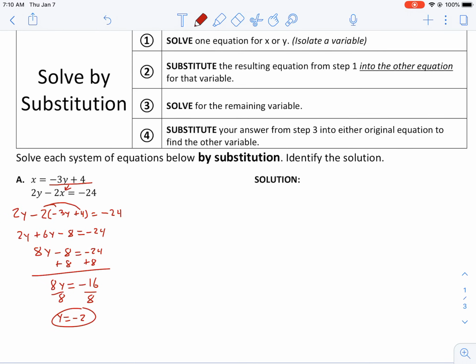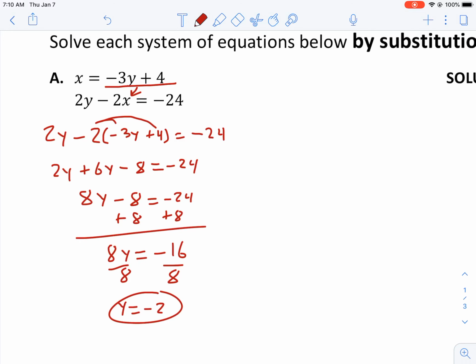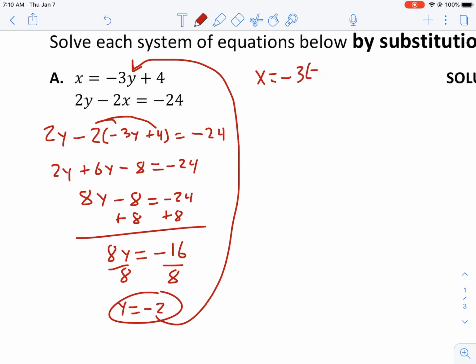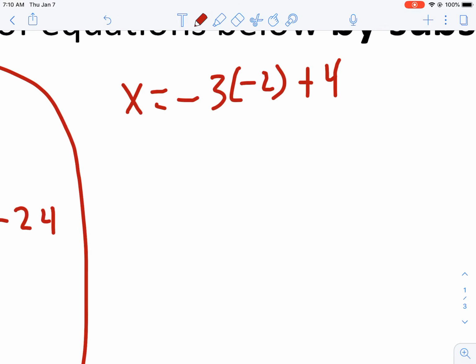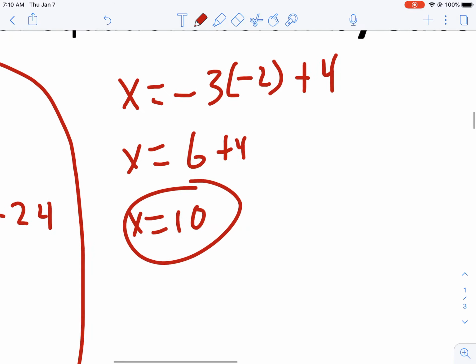Once you have your first solution, this is where step 4 comes into play. You have to substitute your answer from step 3 back into one of your original equations. Now, I would always recommend substituting it back into the equation where you had the other variable by itself, because it's already solved for and you don't actually have to solve again. So we know x equals negative 3 times y, but now we know y is negative 2, so we put that in, plus 4. And so negative 3 times negative 2, that's 6, plus 4, so x equals 10, all right? And so those are our two solutions.